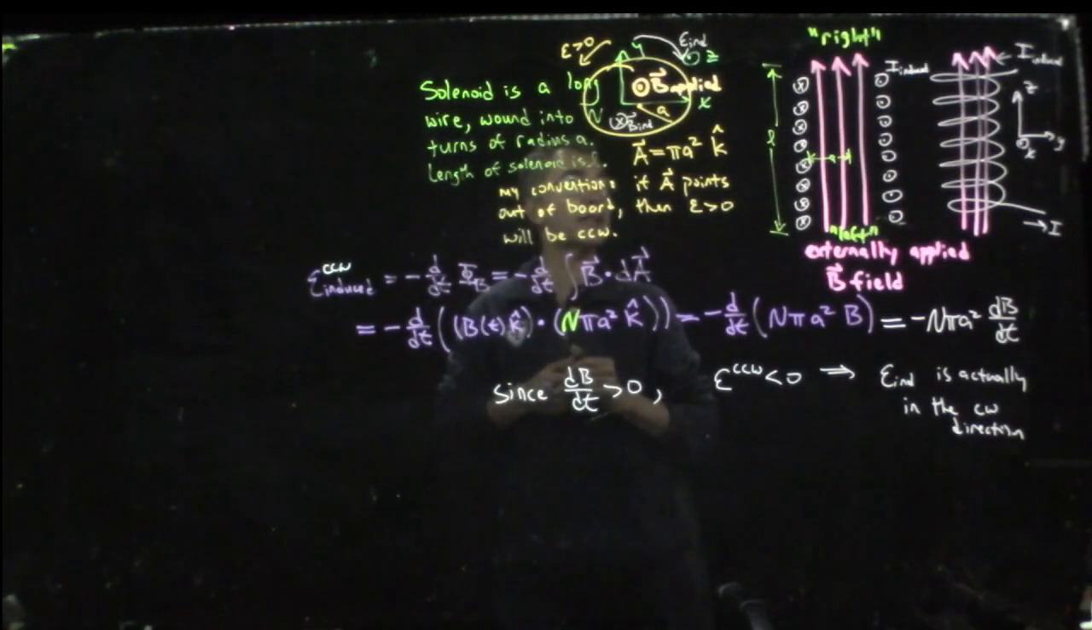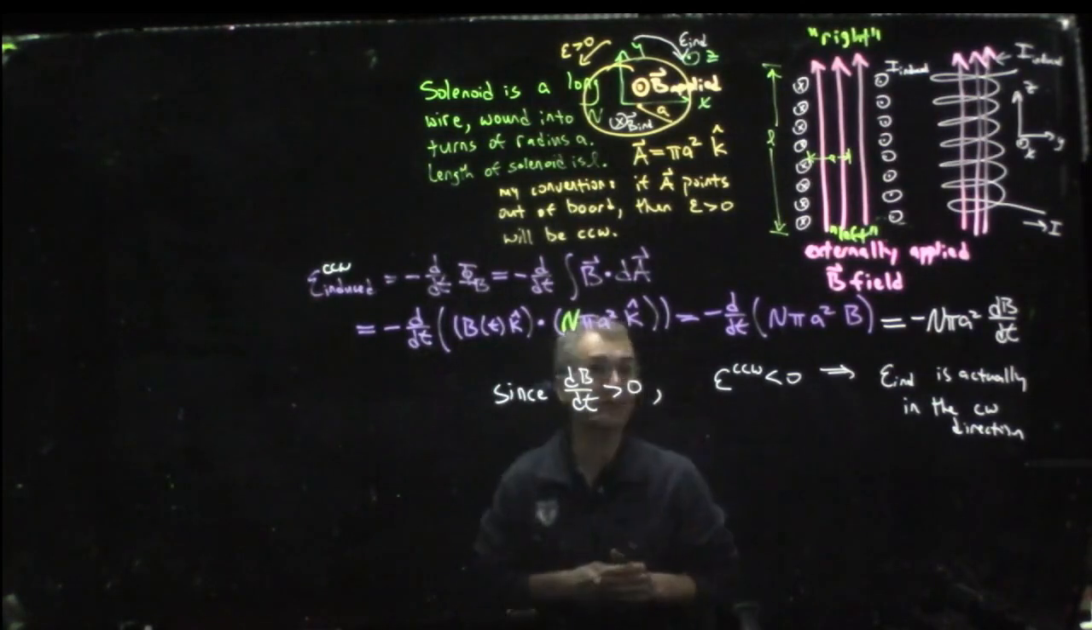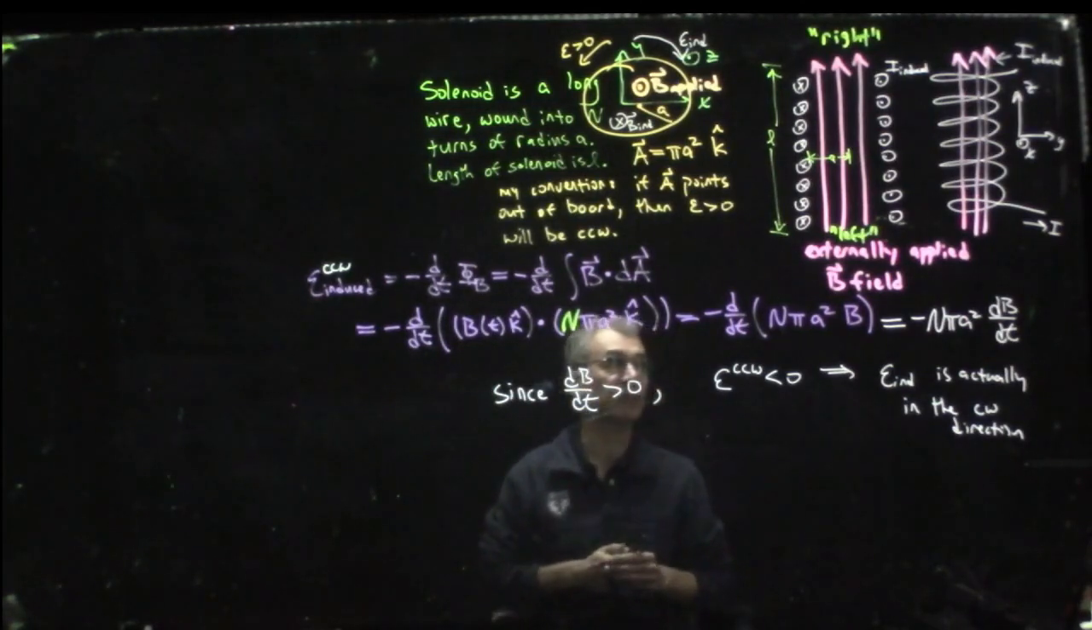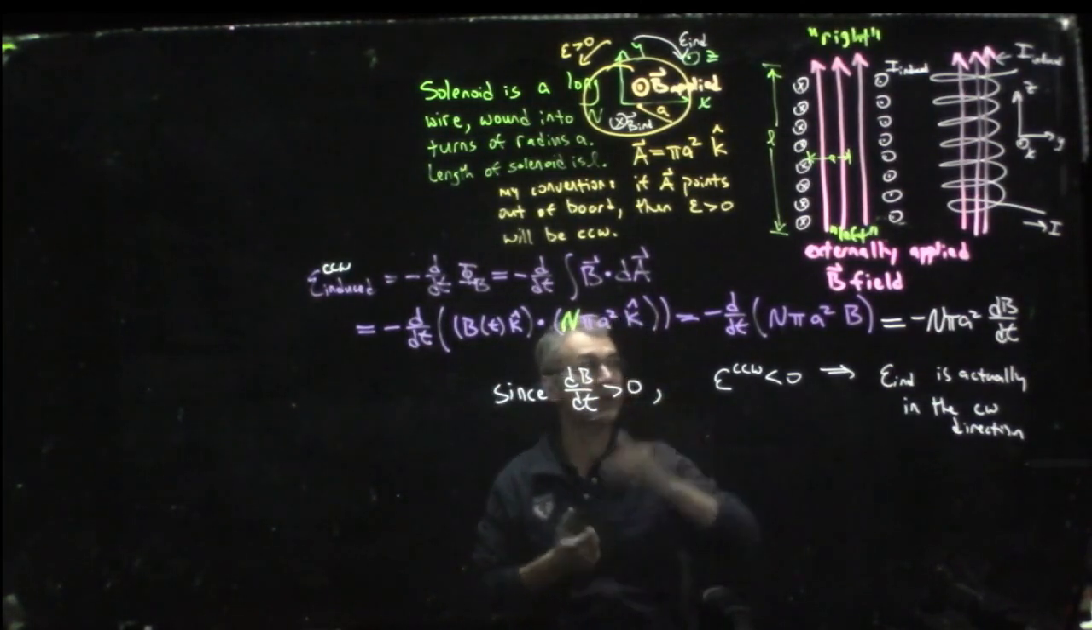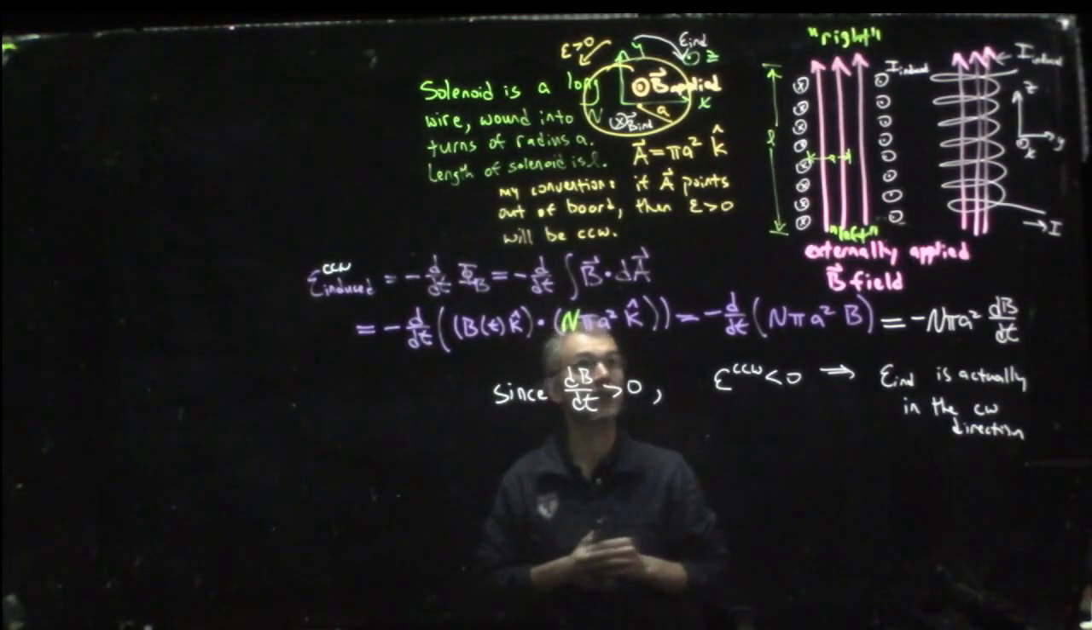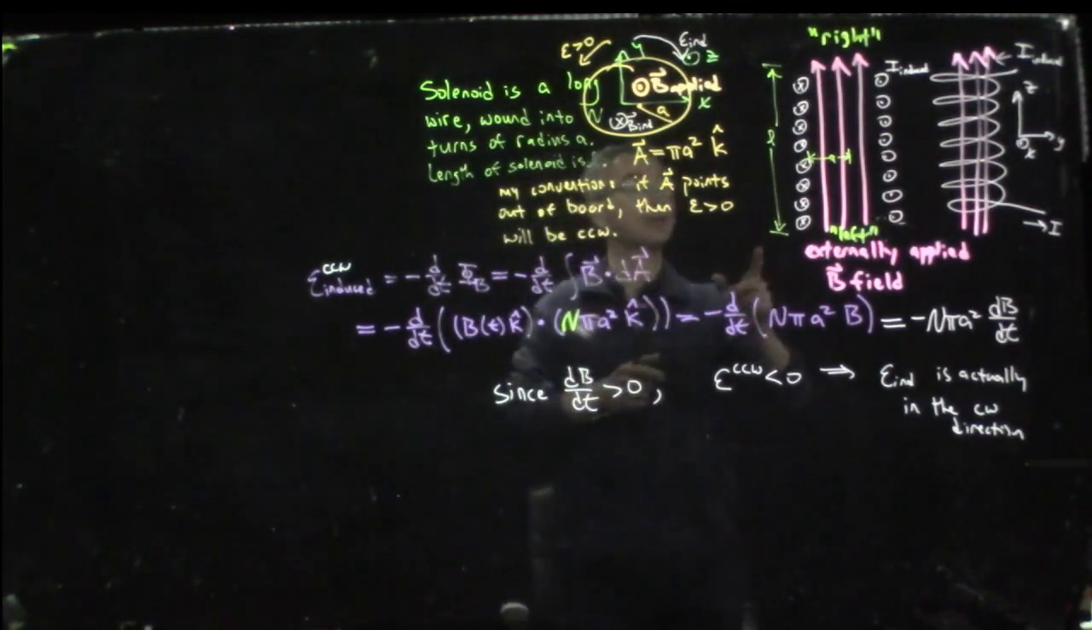To oppose that increase out of the board, I want to create a magnetic field into the board, and that is what a clockwise induced current would do. So it makes sense that the induced EMF is clockwise, as I've drawn it. The picture in the original problem doesn't really make it obvious which way the current flows, so I tried to make it obvious which way the current flows here. Let's see if that worked out in this diagram also.